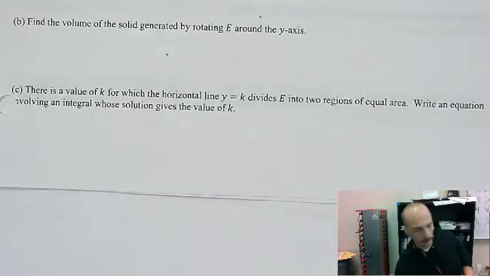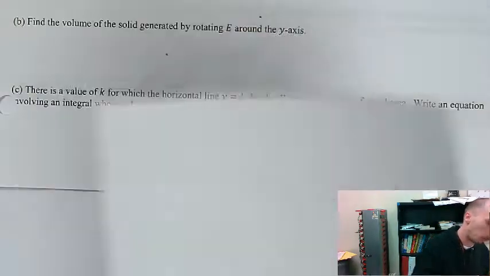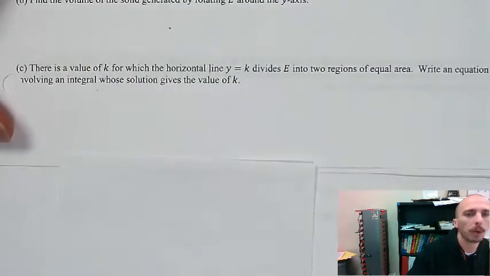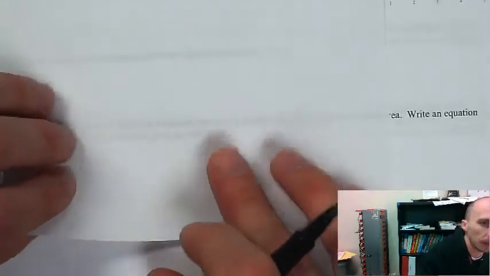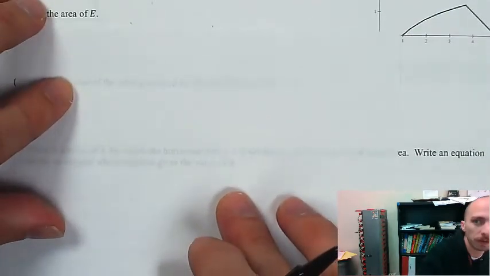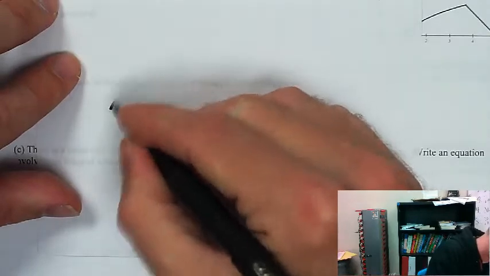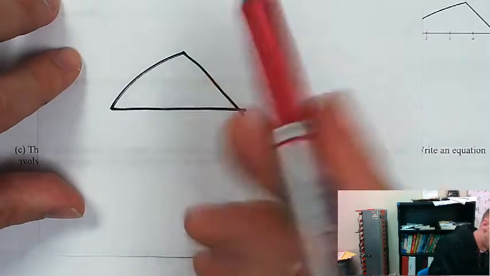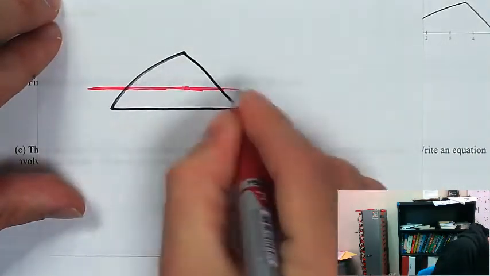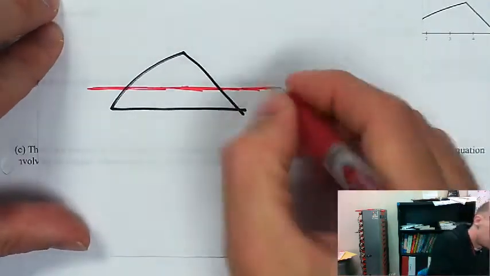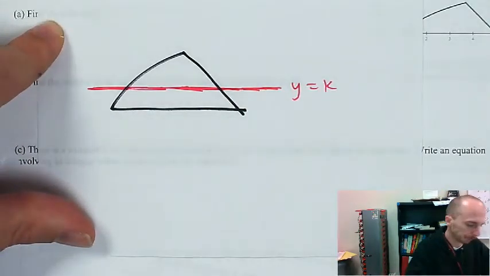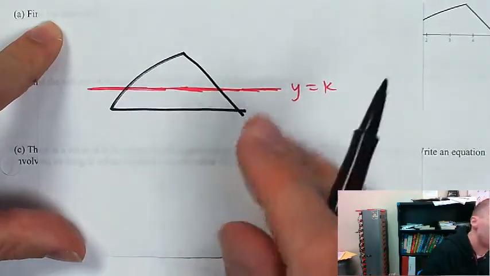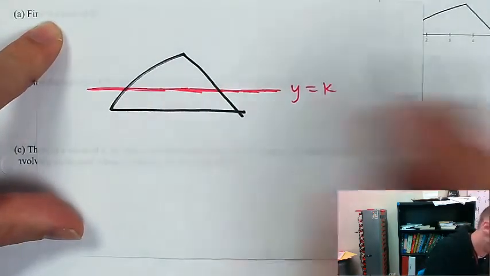All right. Then part C, there is a value of k for which the horizontal line y equals k divides R into two regions of equal area. Write an equation that gives the value of k. All right, so I'll draw this for us. There's this magic line that cuts it in half, right? And we'll call that y equals k. And what we're going to see is it's always the same right minus left that I was using to compute the area in part A.